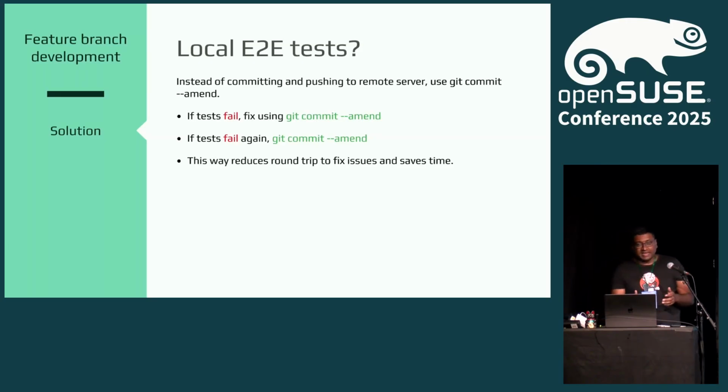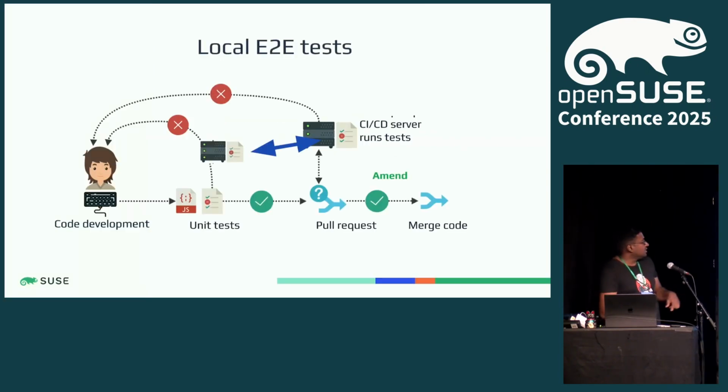So when you run those tests locally, you just need to amend those commits, okay, if you figure out some issue with the code or something fails. This way reduces the round trip of pushing to a Git repository, running those tests and other things. So what we did was, instead of running those remotely, we are running those end-to-end tests locally.